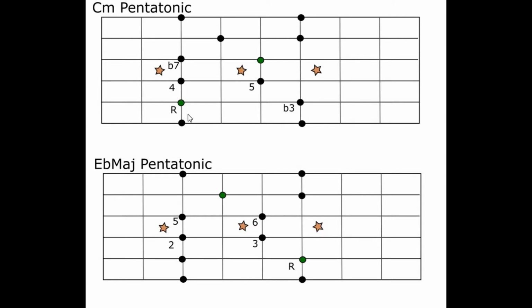And if you want to think about this, the relative major to C minor, or vice versa, is E flat. So once again, what we've done to get there is we've taken where this thing was a flatted third and we've just renamed it root. And when we do that, we get this.